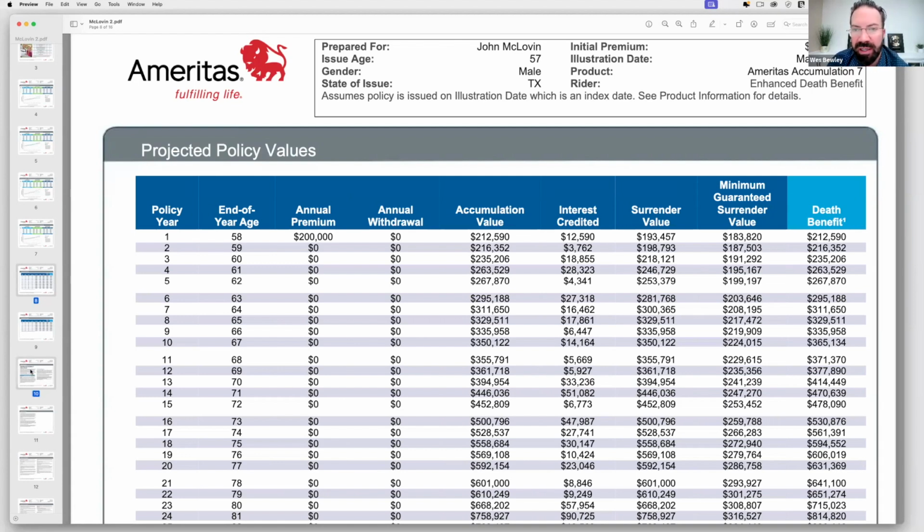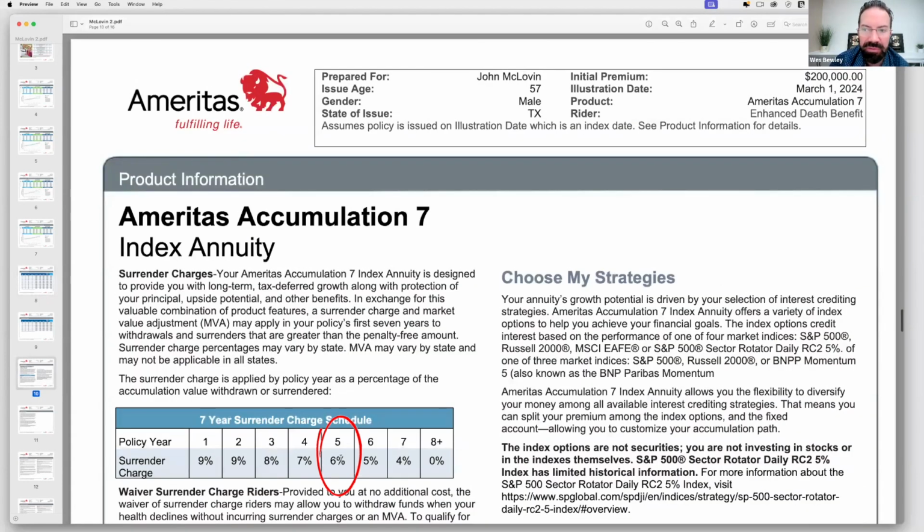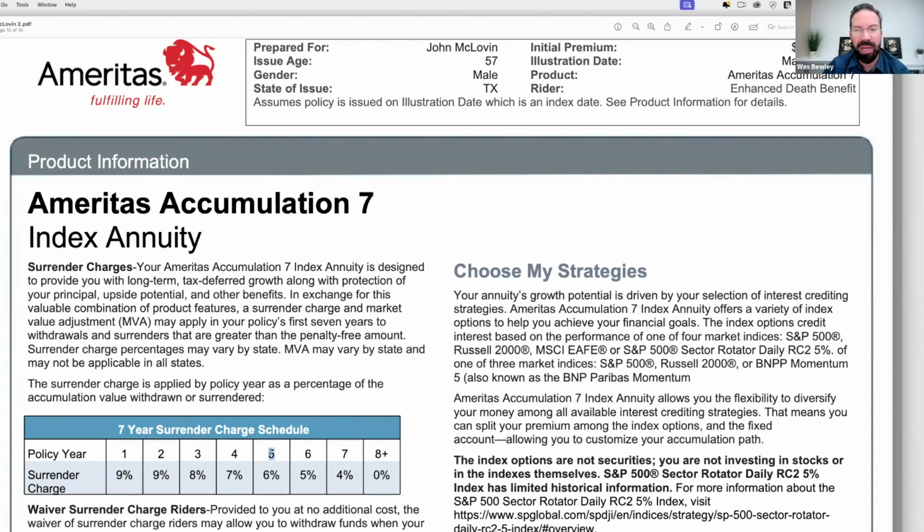So if we come back down here to our schedule, year 5 is 6%. So we take 24,000 times 0.06. That equals $1,440, okay? That's the fee that we're going to pay for pulling out more than 10% in year 5.